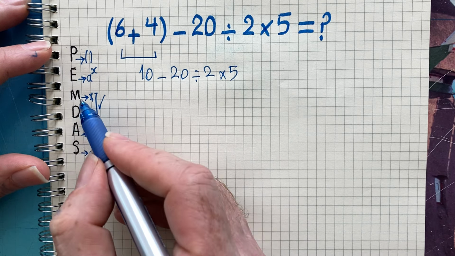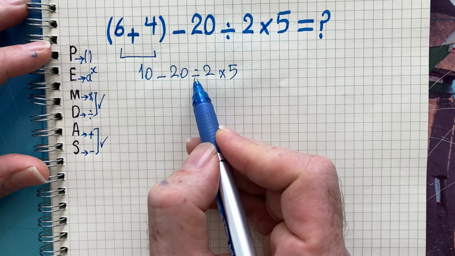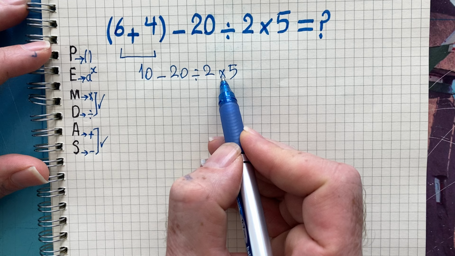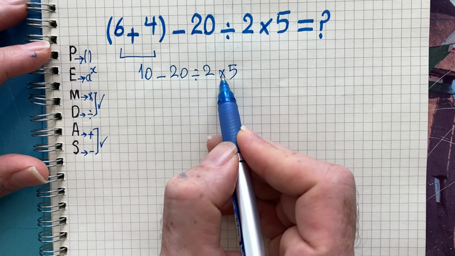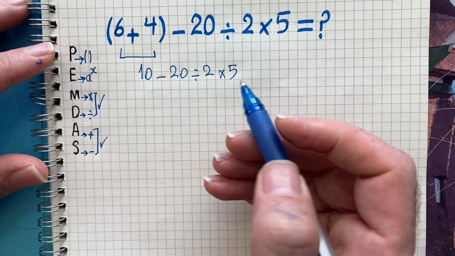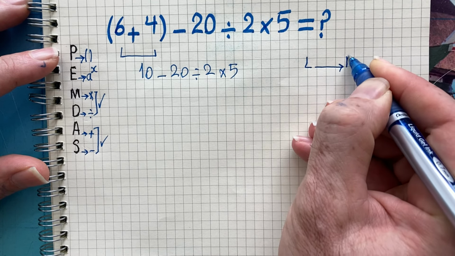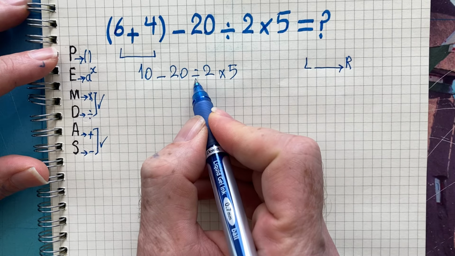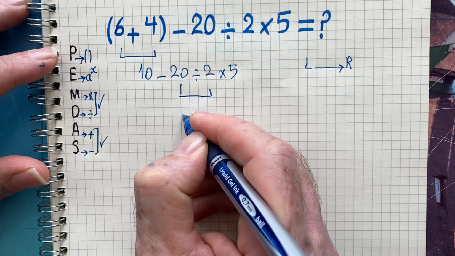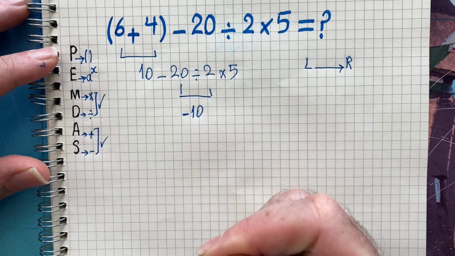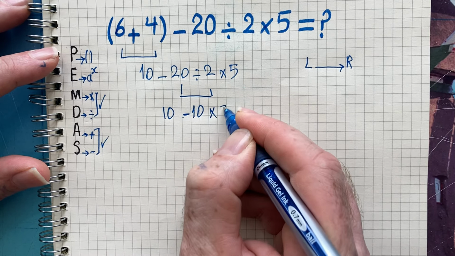But remember, multiplication and division share same level. So should we start with division or multiplication? In this case, when we have both multiplication and division in one equation, you need to start your work from left and go to the right. So first left one here, division. 20 divided by 2 is going to be 10, right? So it is going to be 10 minus 10 times 5.